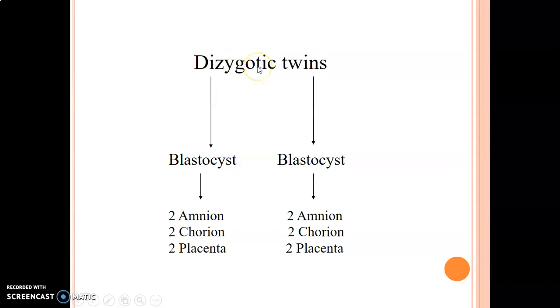Remember, after fertilization, there's cleavage, then you form a blastocyst. So from the blastocyst, you can form the two amnions, amniotic membranes, two chorionic membranes or cavities, and two placentas. So each of the blastocysts, each of the embryos, will now have an amnion, a chorion, and a placenta. That gives you dizygotic twins.